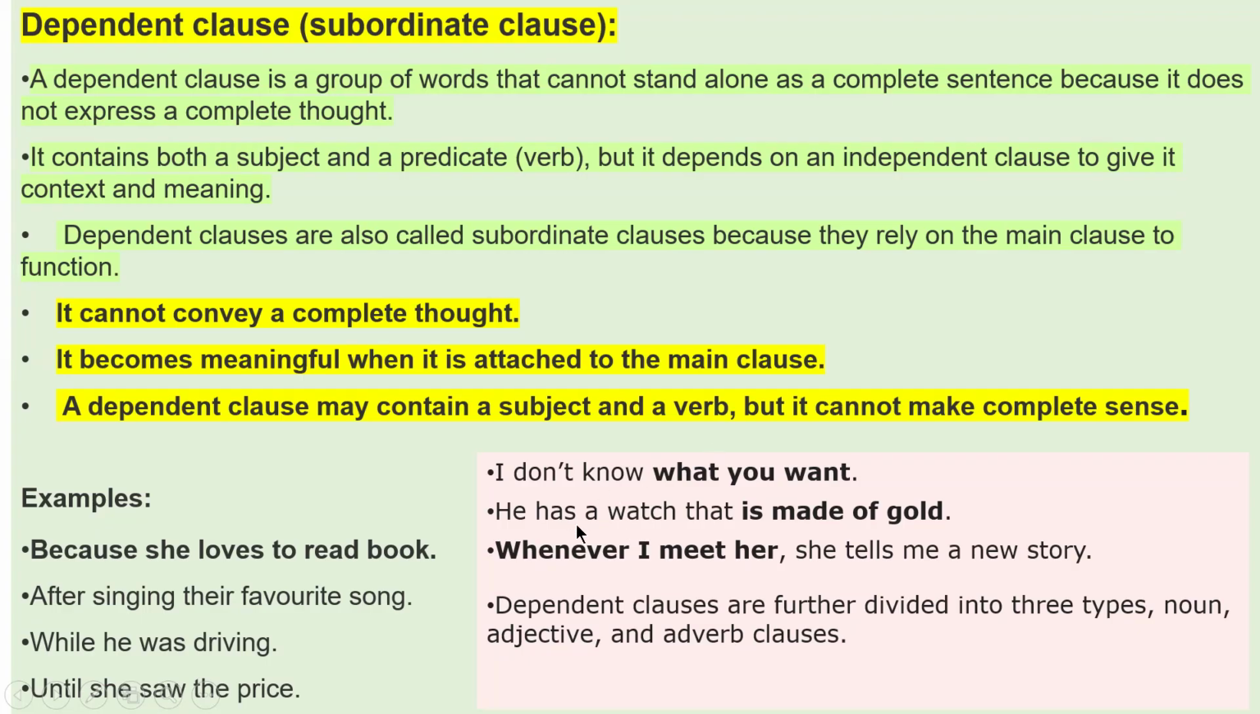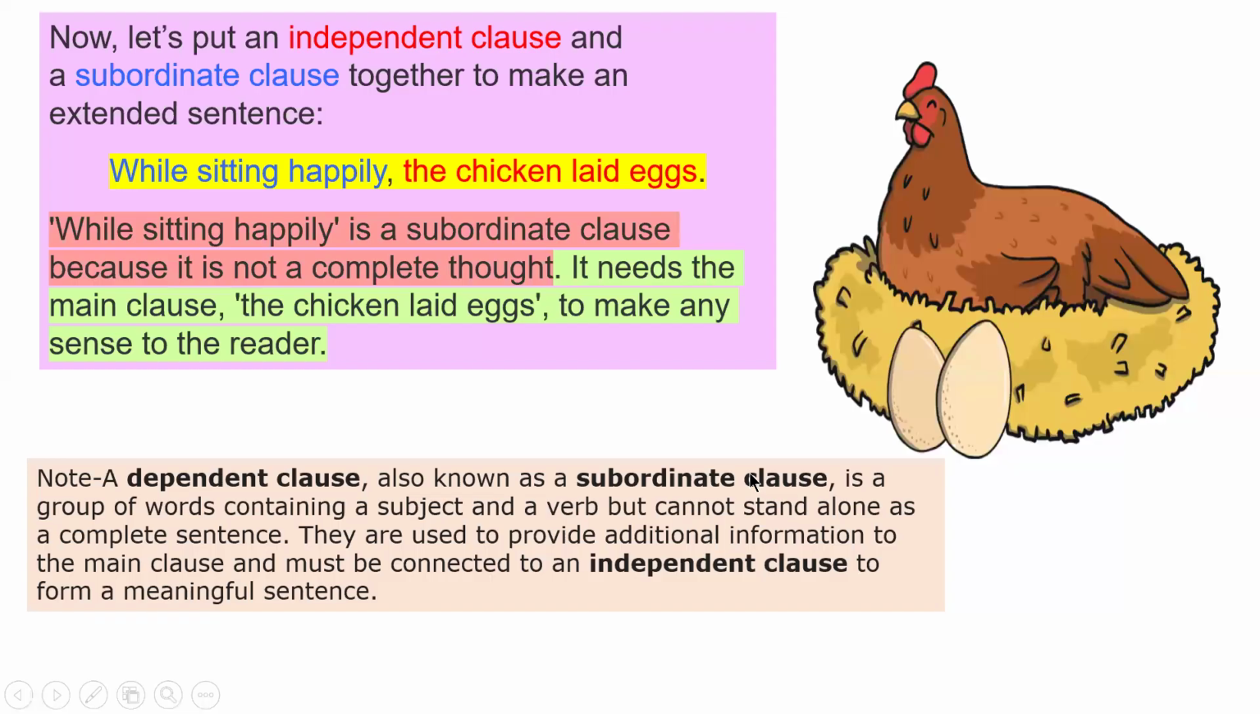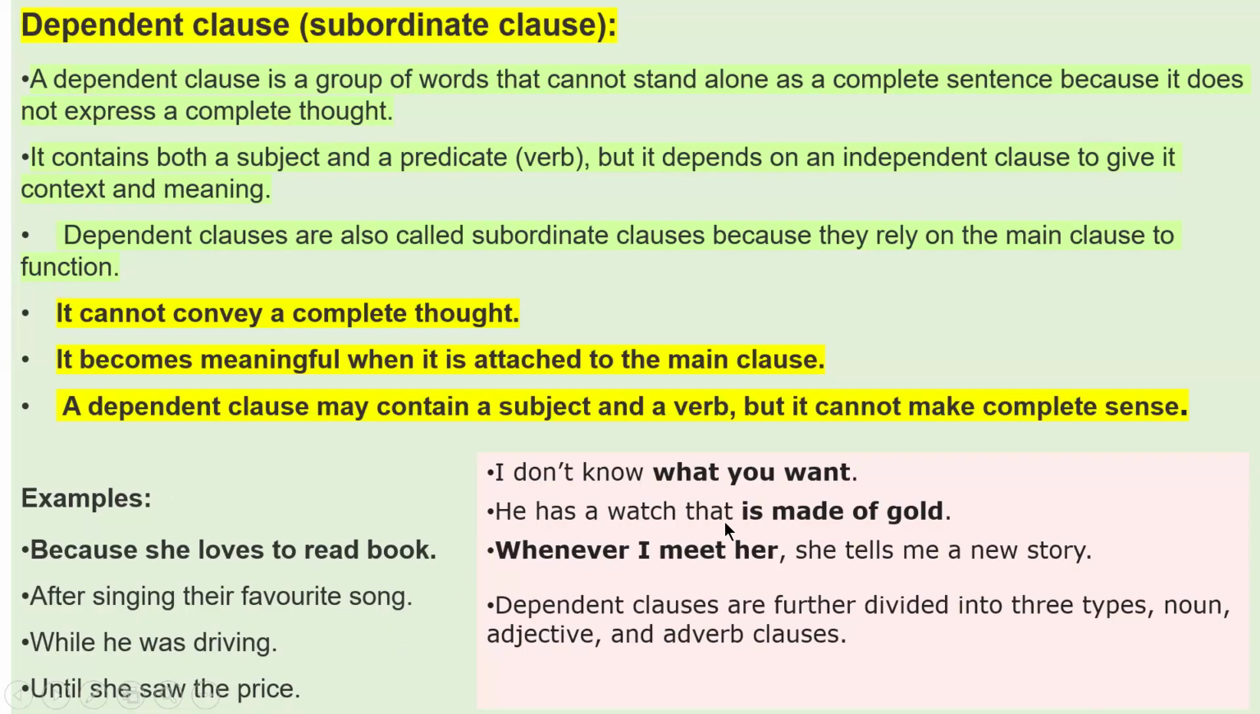Look at these three examples given here. "I don't know what you want." This sentence is giving complete meaning. So "I don't know" is the independent clause, the main clause. "What you want" is the dependent clause. The next example: he has a watch that is made of gold. "That is made of gold" is the dependent clause. "He has a watch" is the independent clause.